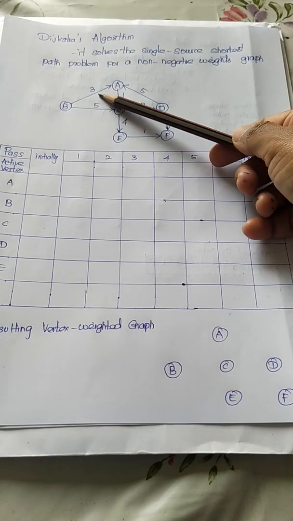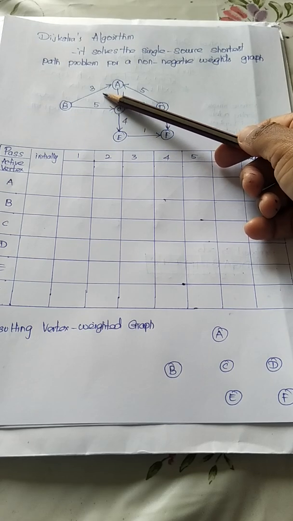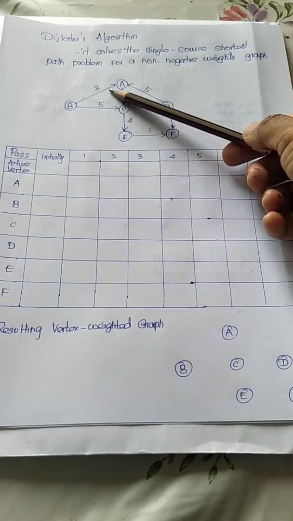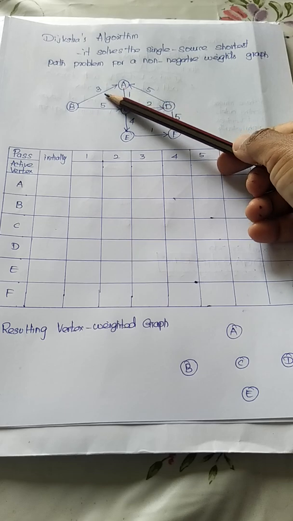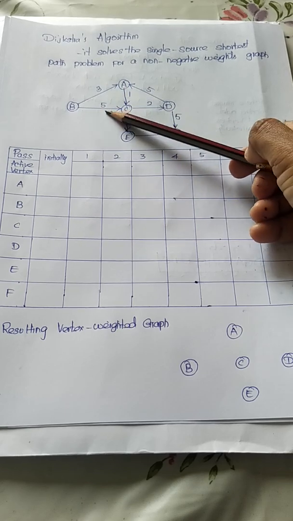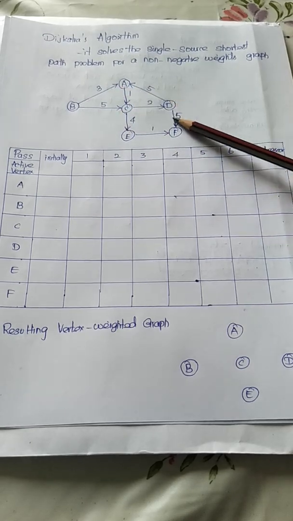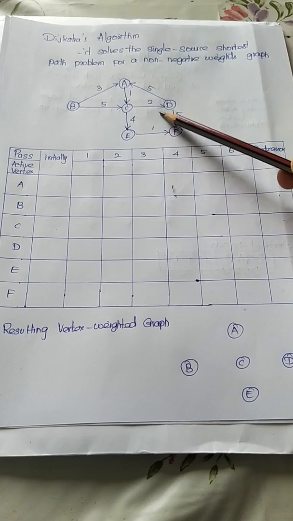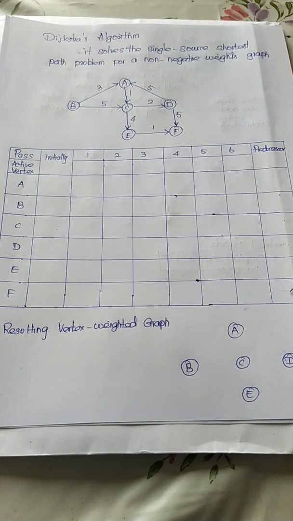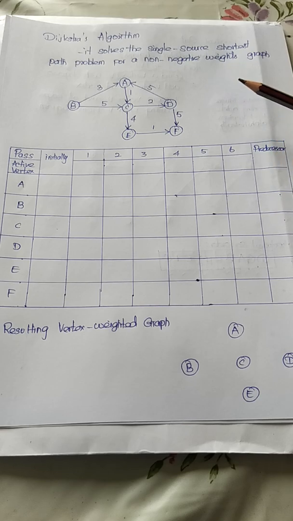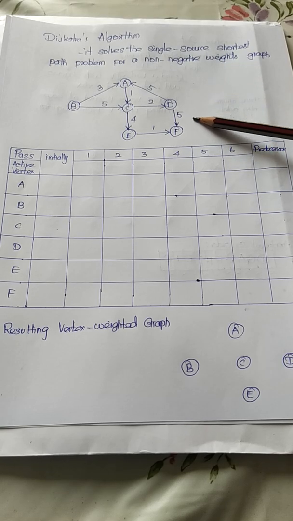Can you see the weights in between the vertices? The weight of the edges, like from B to A, the weight is 3. B to C, the weight is 5. So for a non-negative weighted graph, we are going to use Dijkstra's algorithm to compute the single source shortest path. In the slide, I explained the algorithm.